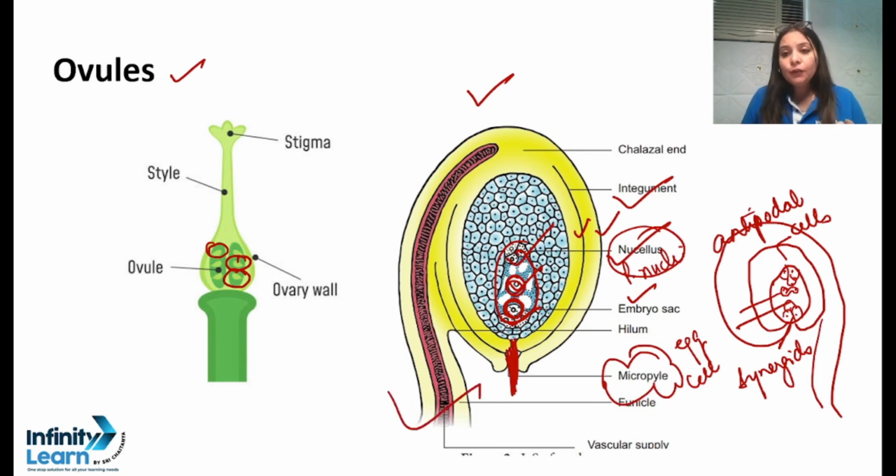तो इस तरीके से ओव्यूल दिखता है, एम्ब्रियो सैक, 3 सेल्स on top, 3 सेल्स down, मिडल में 2 सेल्स फ्यूज, then you have nucellus and integument, और माइक्रोपाइल जहां पे वो दोनों लेयर्स एब्सेंट है. I hope you got it.